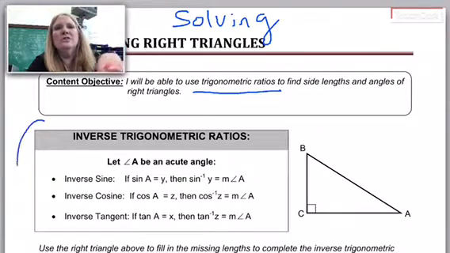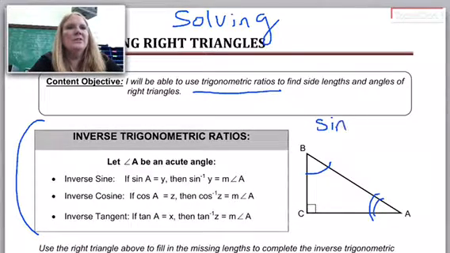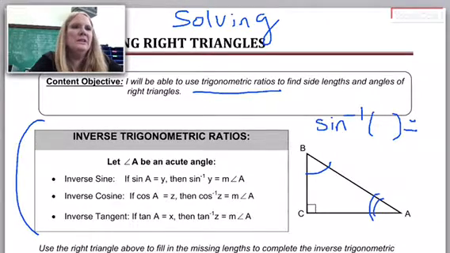The inverse trig ratios. Let angle A be an acute angle. In other words, it's either going to refer to this angle or this angle, but never to the right angle. So the inverse sine, this is how you usually see it written: the inverse sine of, and this is going to be a ratio in here, I'm just going to put it in parentheses, of something. And that's going to be equal to the measure of the angle.